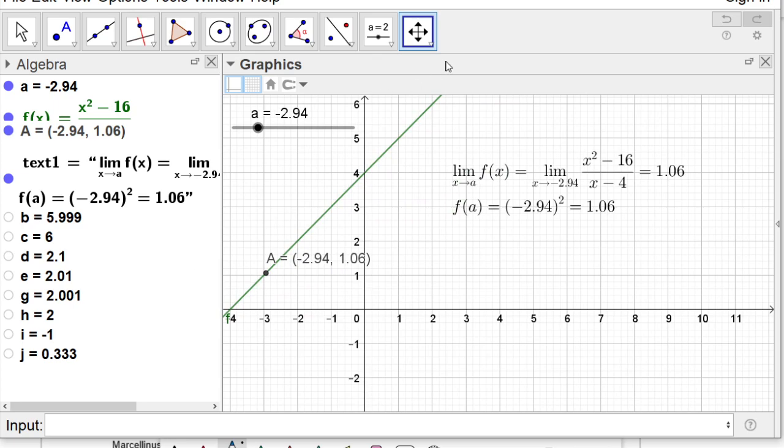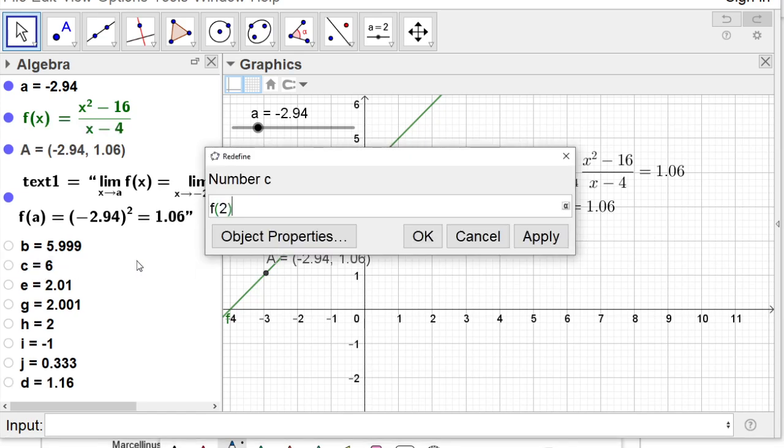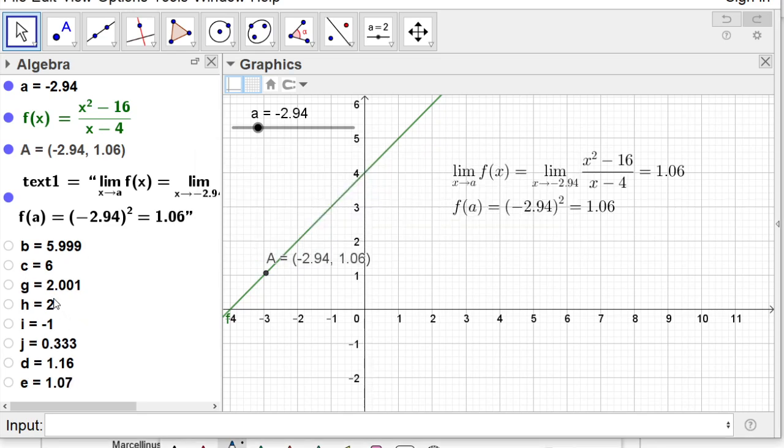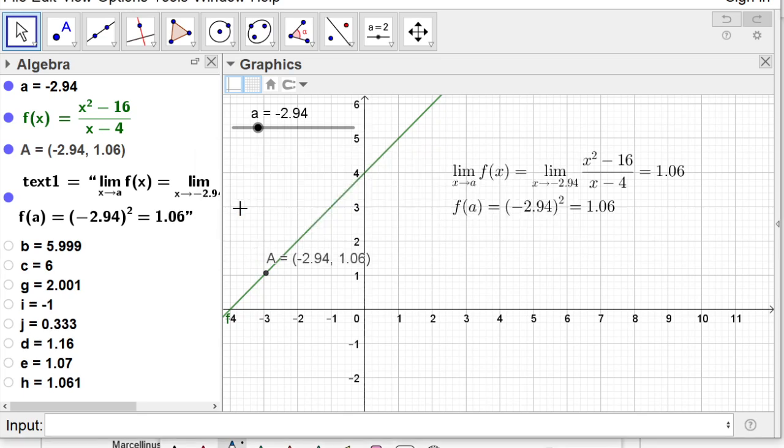So this is the function we're looking at, right? X squared minus 16 over x minus 4. And I'm just going to change this for a second. So we're going to do a plus 0.1, and then a plus 0.01, and then a plus 0.001. Good. Okay, now let's get rid of some of this stuff just so we don't have the confusion.